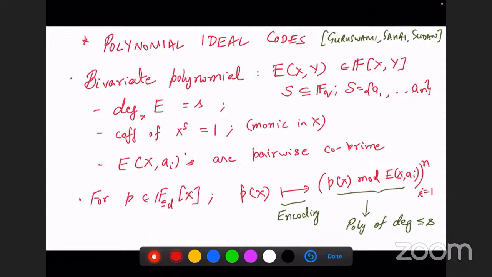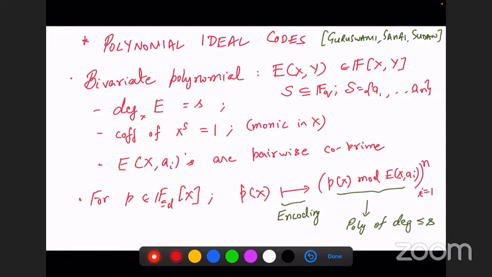So we take any bivariate polynomial E(X,Y). So it's in two variables, X and Y, and with the promise that its X degree is s, and in fact it is monic in X, that is the coefficient of X to the s is 1. And you further need that the set S, which is always acting as a set of evaluation points, should be such that the E(X, a_i) are all pairwise coprime polynomials. Because when I substitute Y equal to a_i, I will get a polynomial in X, and that collection of polynomials should be pairwise coprime. That's what the statement is saying.